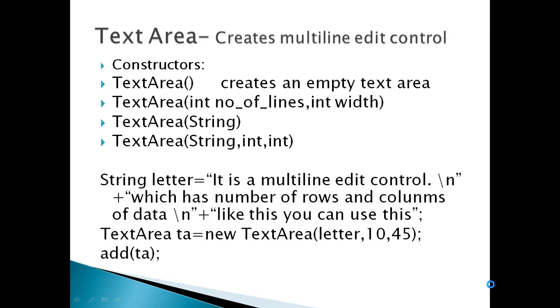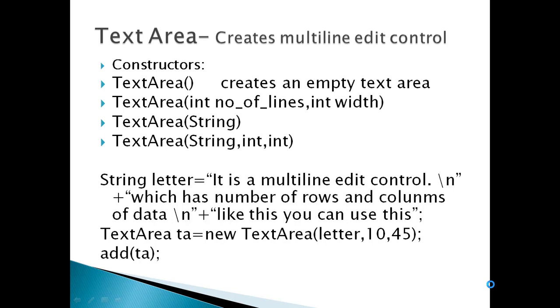First one is TextArea(), which is called the default constructor, and creates an empty text area. Next is TextArea(int lines, int width). Integer number of lines means number of rows, integer width means number of columns. It creates a text area having the given number of rows and columns. The third constructor is TextArea(String), which creates the text area initialized with a string as its value.